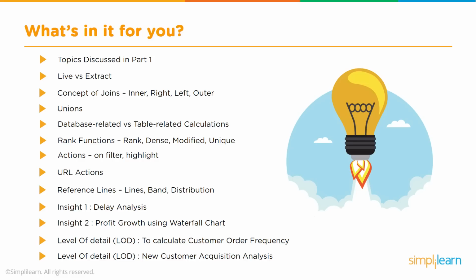Today we will be learning about the topics we discussed in Part 1, live versus extract data sources. We'll talk about joins and unions, and we'll look at table calculations. We'll look at the rank functions, and we'll look at actions, specifically URL actions. We'll talk about reference lines and bands.